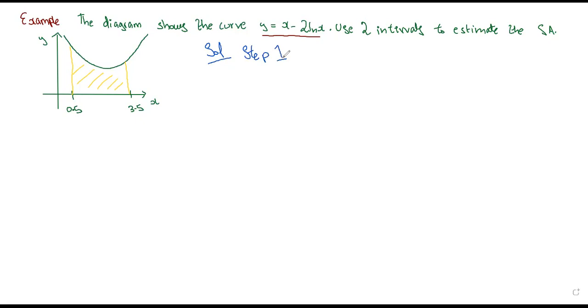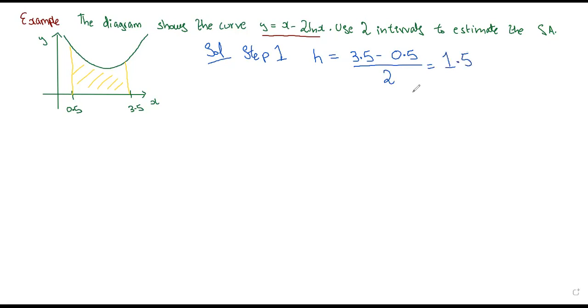So step one is to find h. We will write down the area formula, but let's just talk about h. What is the final x limit? 3.5. Excellent. And the initial one? 0.5. Very good. And what is n? 2. Very well done. So h would be 1.5.